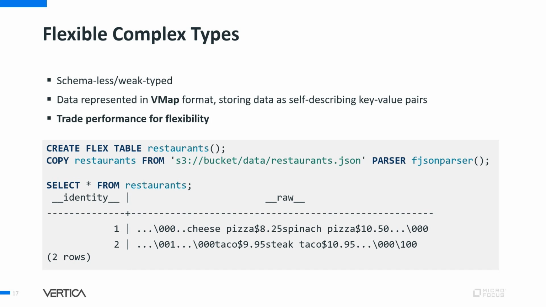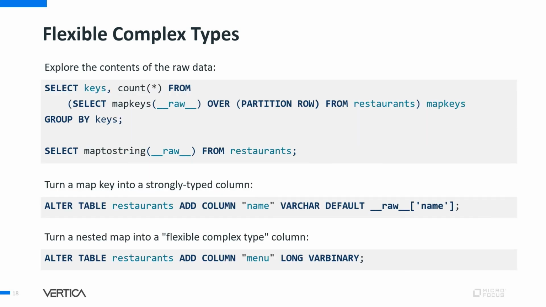These types are great if you want to explore or if you value flexibility more than you value performance. When you load data into a flex table, the data parser will write all of the data's key value pairs into the special raw column. Once your data is in your table, you can use a suite of vmap functions to explore it. For example, the map keys function returns a table of the keys that appear in each row, and the map to string function turns the vmap value into a human-readable text representation.